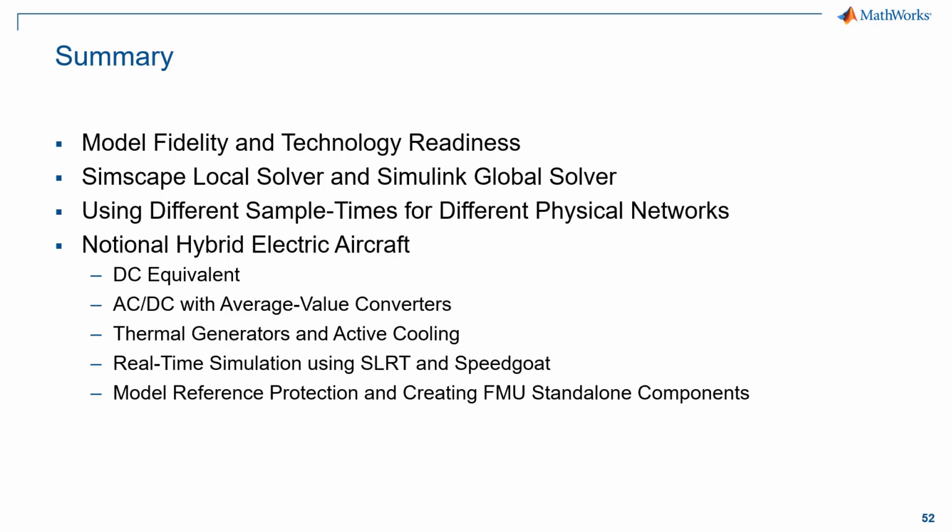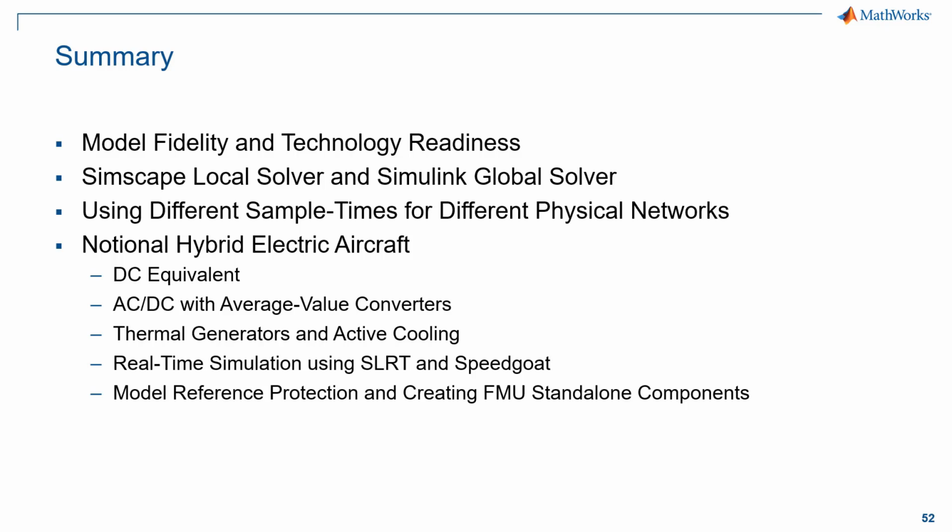When we consider physical systems which are interconnected and of different domains, such as interconnecting electrical, mechanical, gas, thermal, we looked at how we can incorporate different sample times for different physical network segments in a full system model. What this helps us do is more efficiently simulate more complex systems with different physical domains with different time constants. We then spent more time looking at the notional hybrid electric aircraft, an example aircraft architecture which has a number of the technology attributes we would expect to see in electric aircraft architectures, but which did not align with a specific aircraft type.